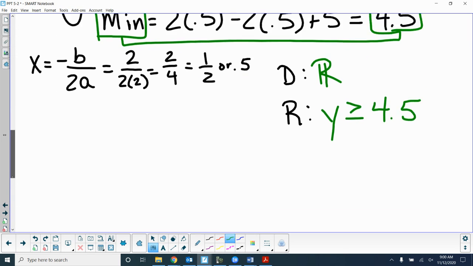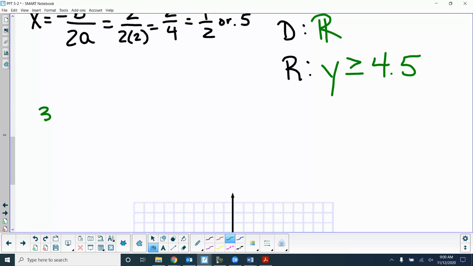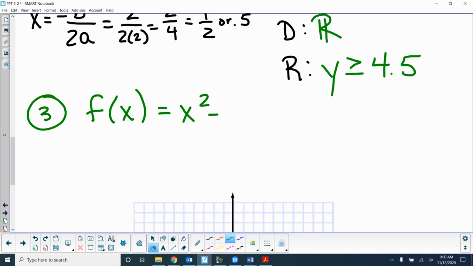All right, number 3. Find the zeros by factoring. So when it's in function form like this, f of x, they call it a zero.